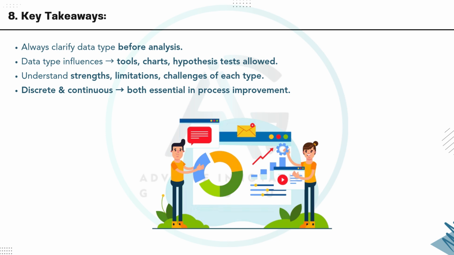It's also important to understand the strengths, limitations, and challenges of each type. Continuous data offers precision, but requires reliable measurement systems. Discrete data is easier to collect, but often less detailed. And finally, remember that both discrete and continuous data are essential in Lean Six Sigma projects. You'll encounter both, and using them correctly is key to effective problem-solving and decision-making. So always start by identifying the data type. It sets the foundation for everything else in your analysis.